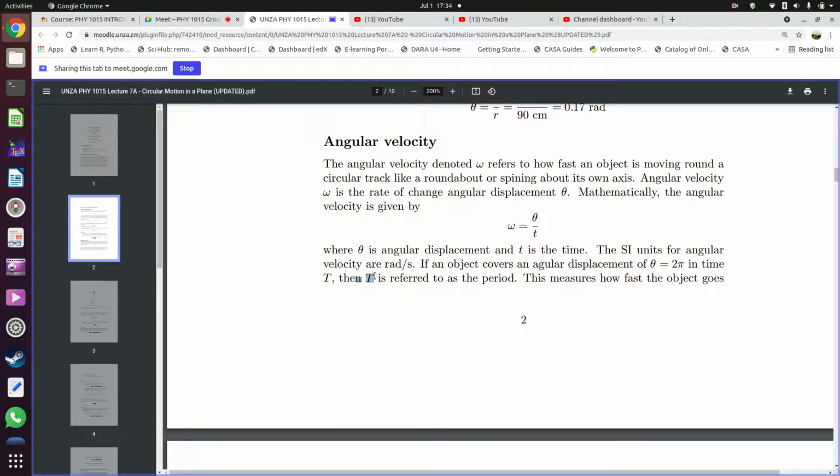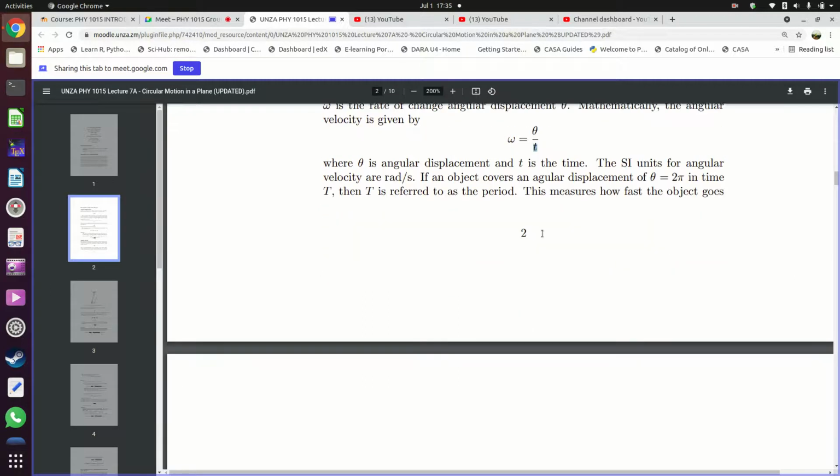So we are now considering a case where an object moves in a circle once. The angular displacement which the object has covered is 2 pi radians. And whatever time it takes this particular object to move in a circle is what is referred to as the period. So what are we trying to do here? We consider a case where an object moves in a circle. So theta is going to be 2 pi radians, and it's going to take a certain amount of time, capital T, to move in that particular circle. Okay.